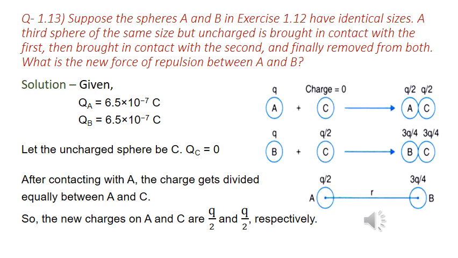So for the solution, it is given in the question that the charge on A and B is 6.5 × 10^-7 coulomb each, as given in question number 1.12, and the charge on C is 0 because it is uncharged. Firstly, when we put C in contact with A, the charge will be equally divided between the two spheres. If the charge on A is Q, then the charge will divide as Q/2 on A and also Q/2 on C.